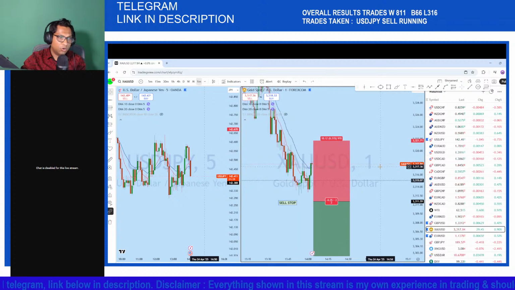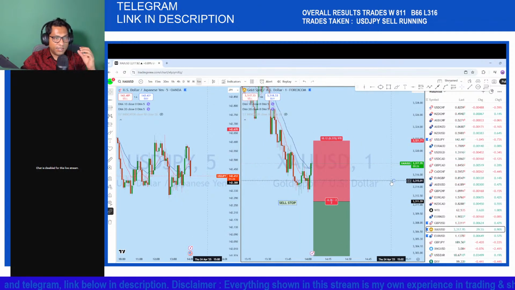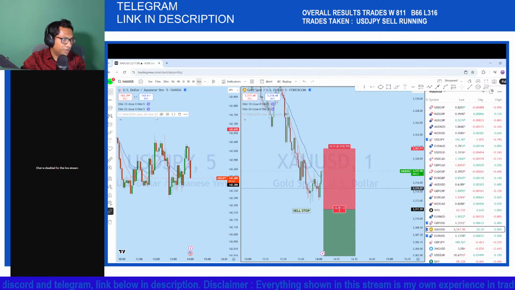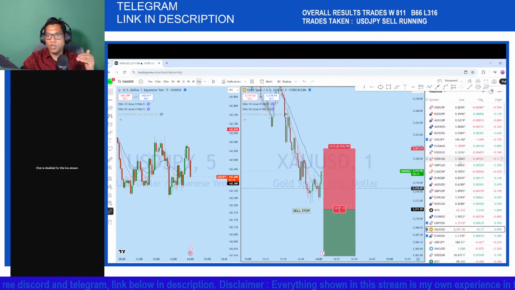I don't use any normal indicator. It's basically price action based, with the 10 and 20 EMA, the trend following indicators, just to help us understand the trend.